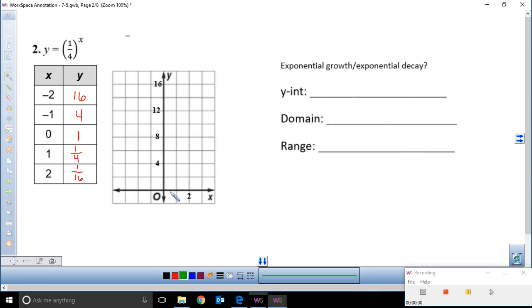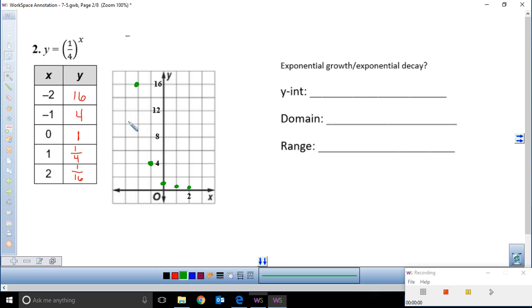Again, take note that our x-axis has a scale of 1 and our y-axis has a scale of 2. So if I start at (0, 1), it's going to be right here. And then (1, 1/4) is going to be about right here. And yes, you can estimate. It might not be exact. It's going to be an approximate. And then (2, 1/16) is right here. Negative 1 is going to be at 4, which is right here. And negative 2 is going to be at 16, which is right here.